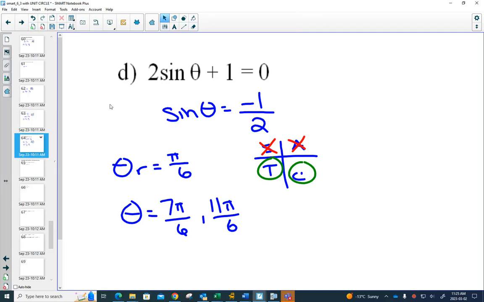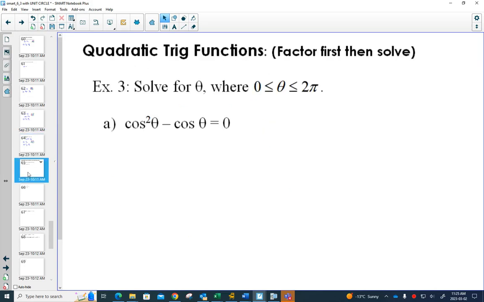Next, we take everything you learned about quadratic equations from grade 11 and add trigonometry to them. So we're going to do a little review of grade 11 and see how that helps us solve it in grade 12.